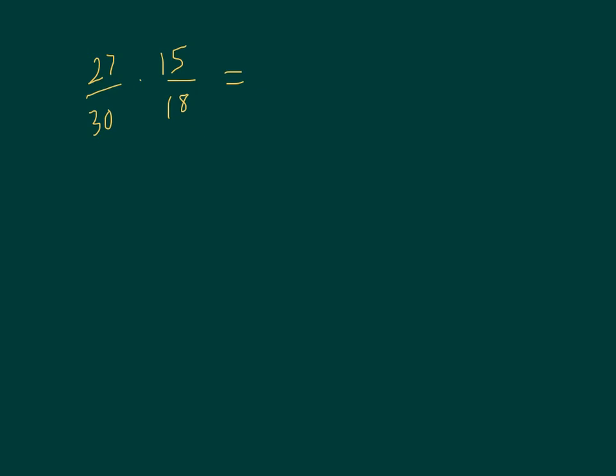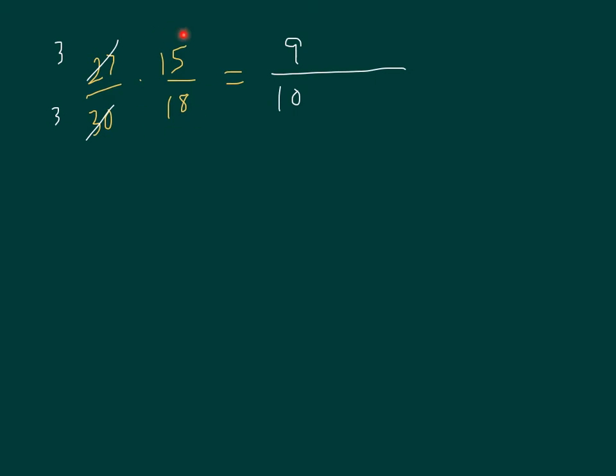27/30 times 15/18. Well, first off, can we do any reducing here? What are our greatest common factors for 27 and 30? Well, I believe it's just going to be 3. 27 divided by 3 is going to land us at 9. 30 divided by 3 is going to land us at 10. I know that 3 was my greatest common factor because 9/10 is not reducible. So I know that 3 was the greatest factor that they had in common to simplify that.